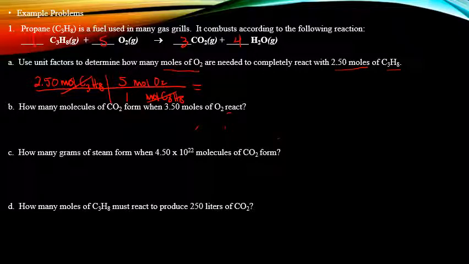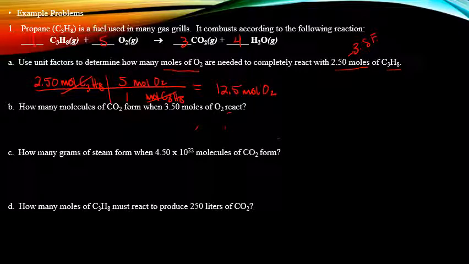So I just need to multiply this out, and I would end up with 12.5 for my moles of O2. Please remember significant figures. 2.50, that has 3 significant figures. So 12.5 would be rounded to 3 significant figures.